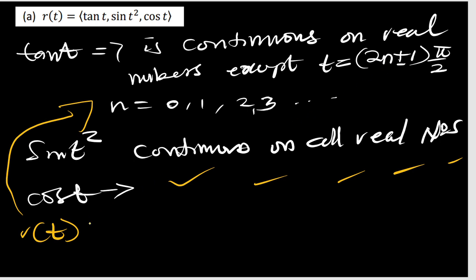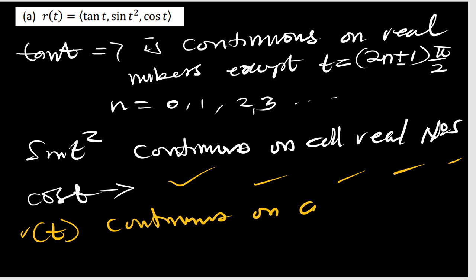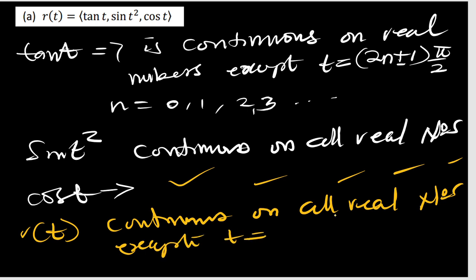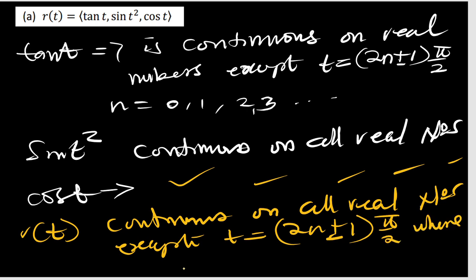So continuous on all real numbers except t is equal to 2n plus or minus 1 multiplying pi on 2, where our n is equal to 0, 1, 2, 3, etc. Let's look at the next one.